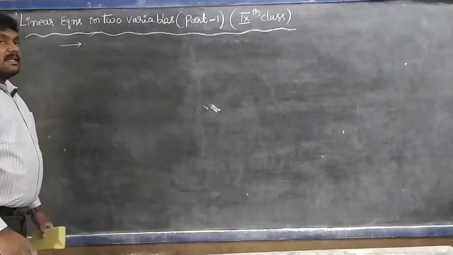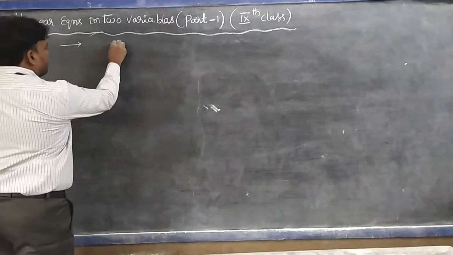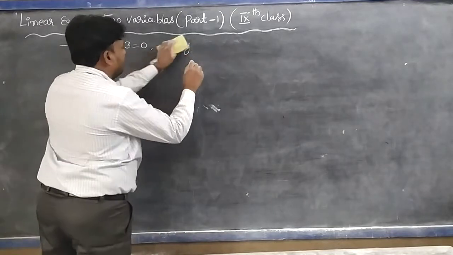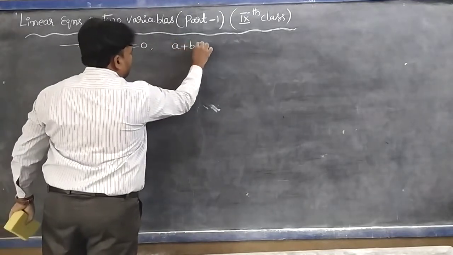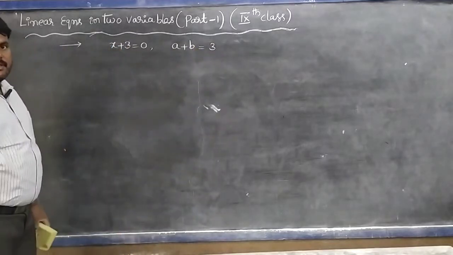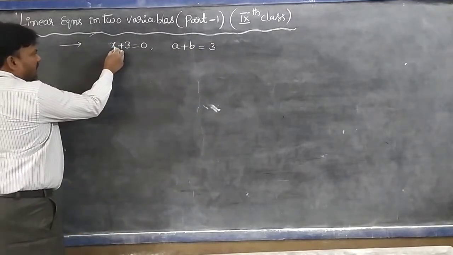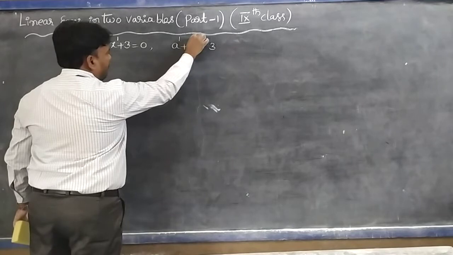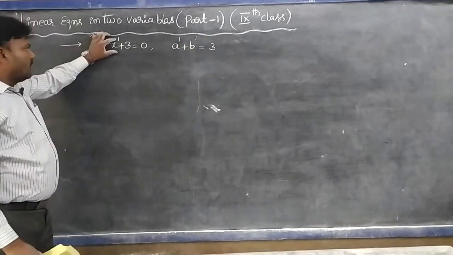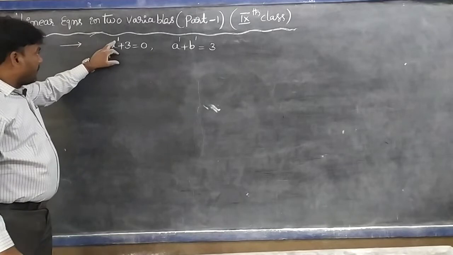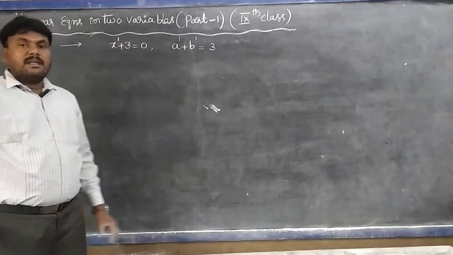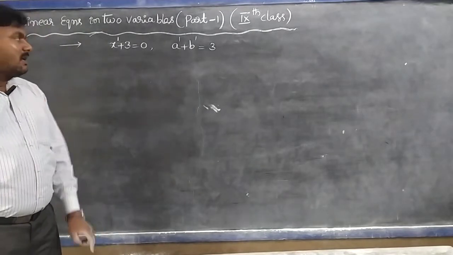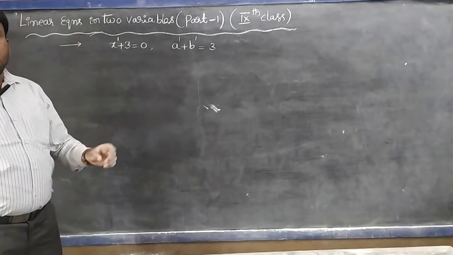Next one. What is a linear equation? Let us take examples: x plus 3 equal to 0, and again x plus y or a plus b, anyone take it. a plus b equal to 3. Observe both equations. Here the power of a variable is 1. Here also the power of variables a and b is 1. So in both the power is 1. So how to define? An equation of degree 1 is called a linear equation.